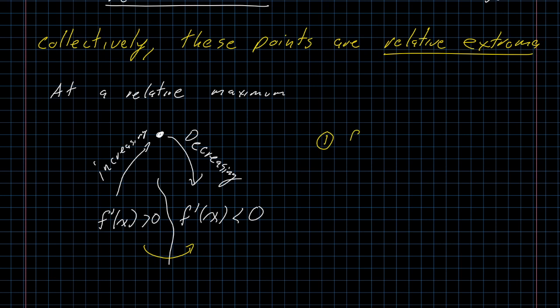It could be that the derivative at the point we care about happens to be equal to 0. Or it could be that the derivative of the relative extrema is undefined. Collectively, these are known as the critical values.